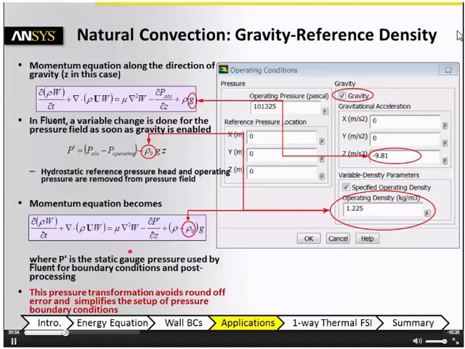where P prime is the static gauge pressure that's used by Fluent for boundary conditions and post-processing. This is important. It means that whenever gravity has been activated in the panel, all of the boundary conditions that you enter are understood by Fluent to be P prime, and all of the results that you display, such as contours or surface integrals or whatever, are also P prime. The purpose of the pressure transformation that we see here is that it helps to eliminate the effects of round-off error on the calculations, and it also simplifies the setup of pressure boundary conditions, which we'll see in a later slide.